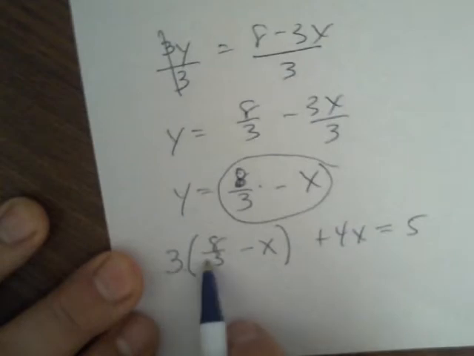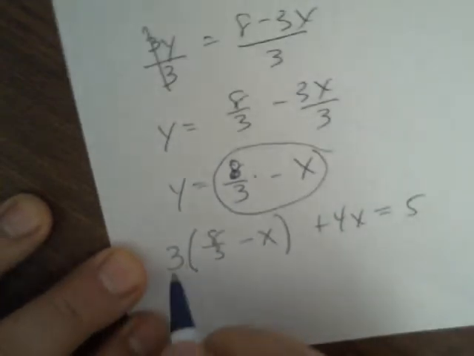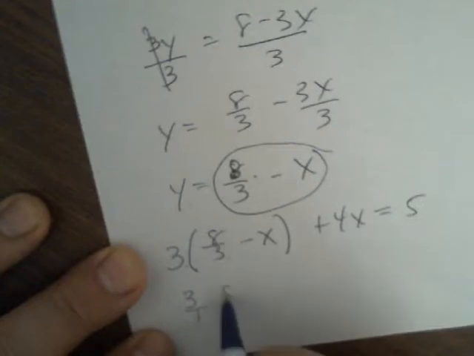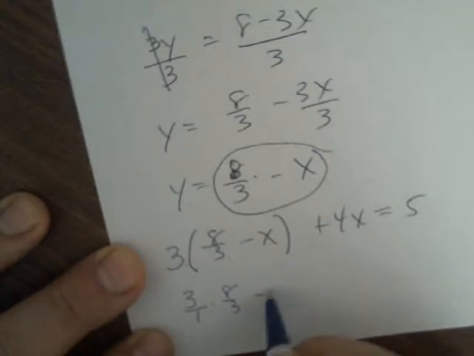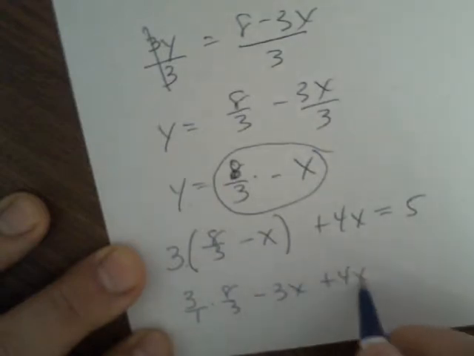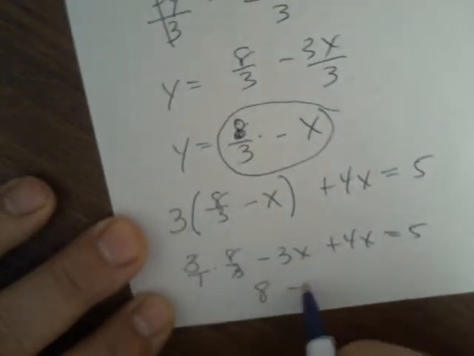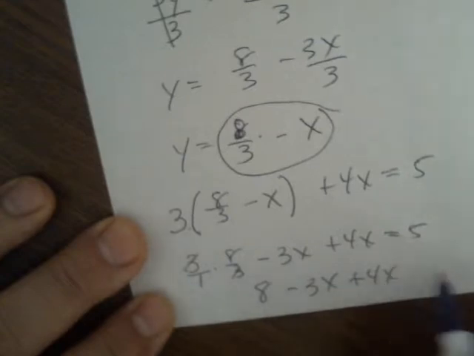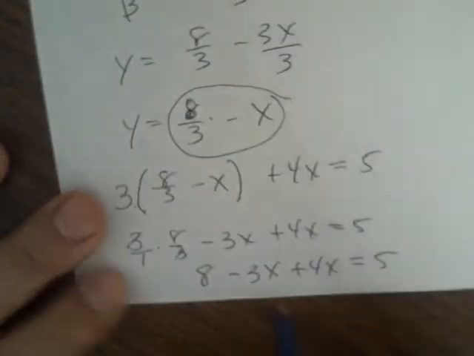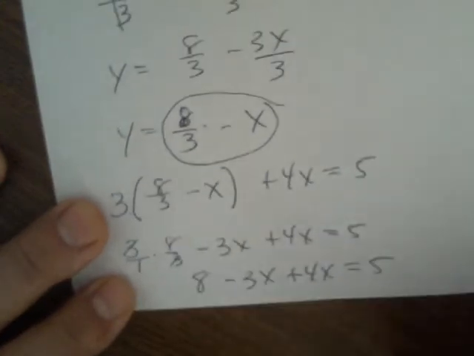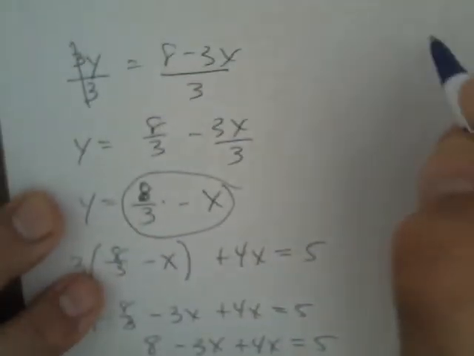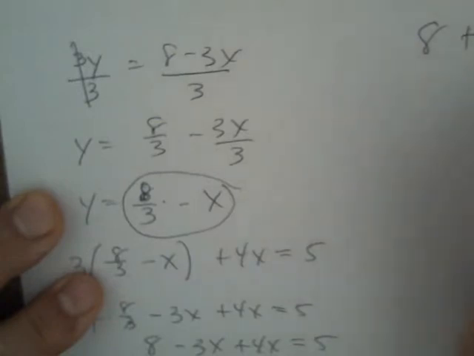So I'm going to distribute here. So 3 times 8/3, and then 3 times negative x, which is just negative 3x plus 4x is 5. So when you multiply these fractions, I get 8 minus 3x plus 4x is 5. Combine these x's here, and I end up with 8 plus x is 5. So it actually worked out pretty nice. Subtract my 8 from both sides, and I get x is negative 3.